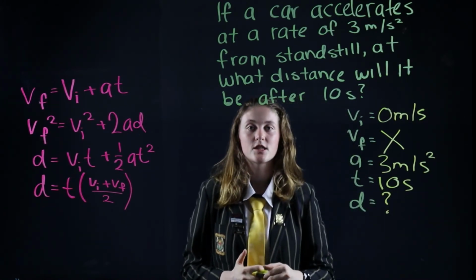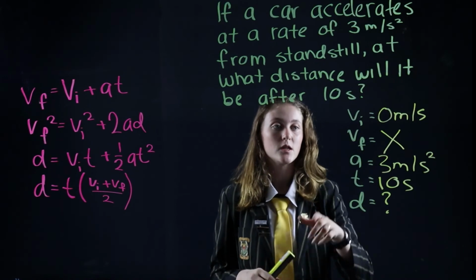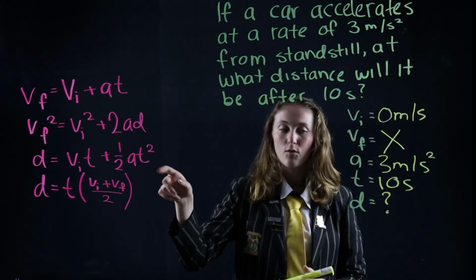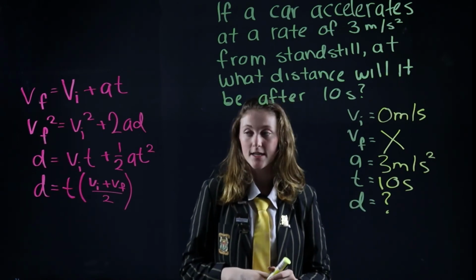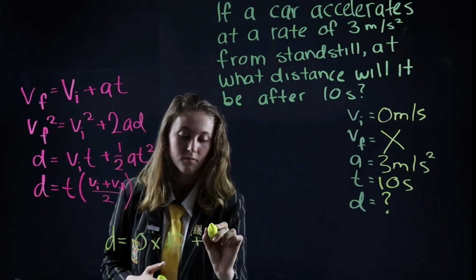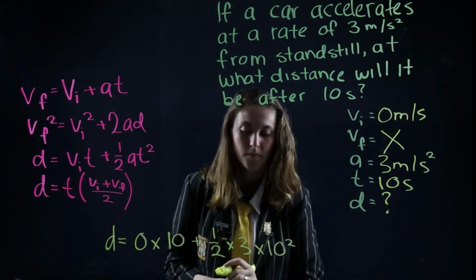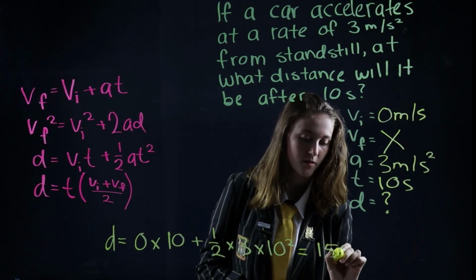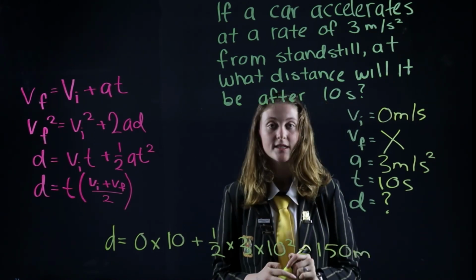So we can use this information to figure out which equation we need. Because we need the equation that doesn't have the final velocity, we'll be using this equation. We can sub the variables that we've identified into this equation. Once we work that out, we get 150 meters, and that's your answer.